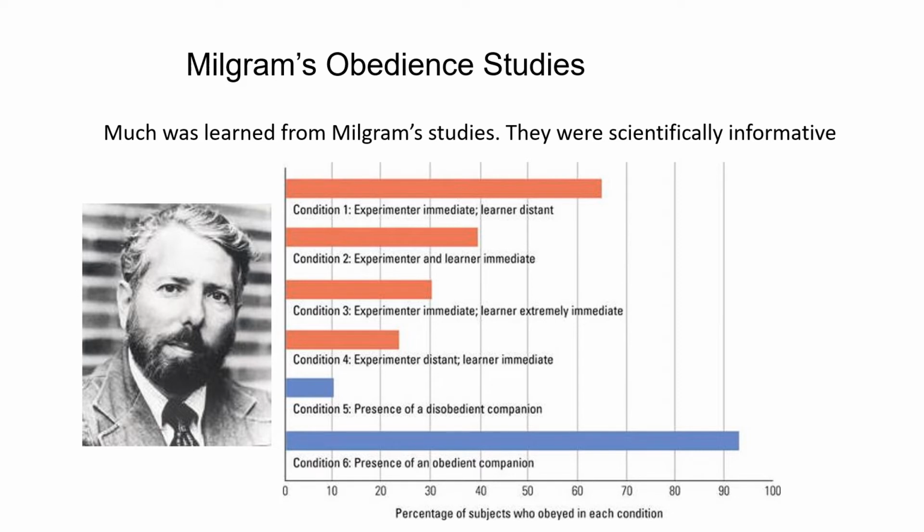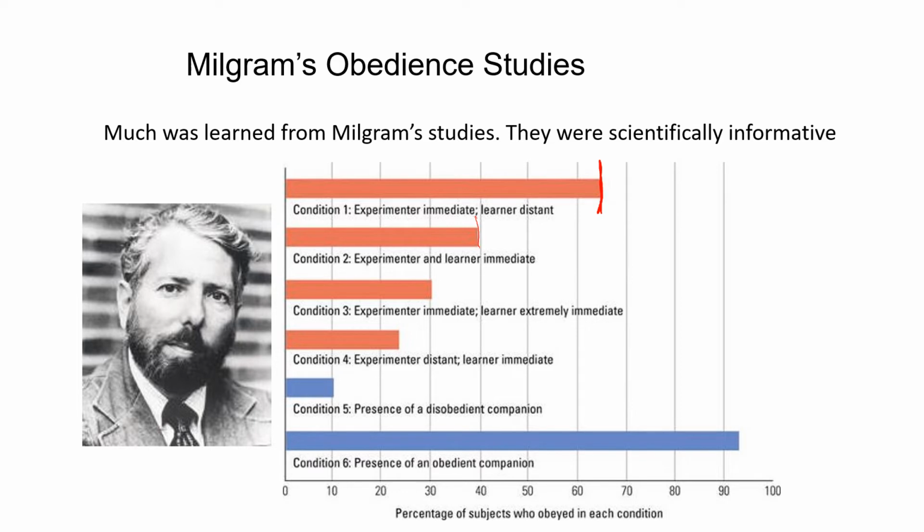We found out things like what happens if the experimenter was immediate and the learner distant. That's the condition shown in the first video, where the experimenter is in the room telling the participant to keep going, and the learner is in another room. 65% of people basically went all the way with the shocks. That is a huge number. If both the experimenter and the learner were in the same room, still 39% went all the way. If the experimenter was immediate, but the learner was right next to him, less so.